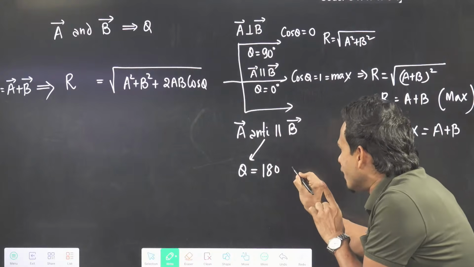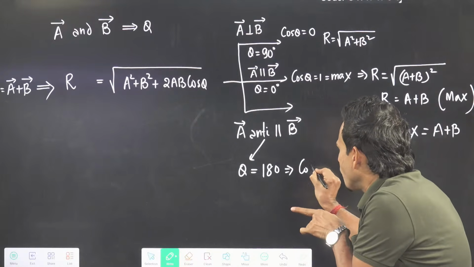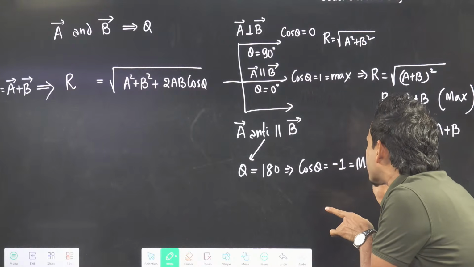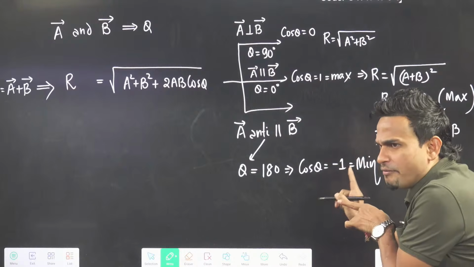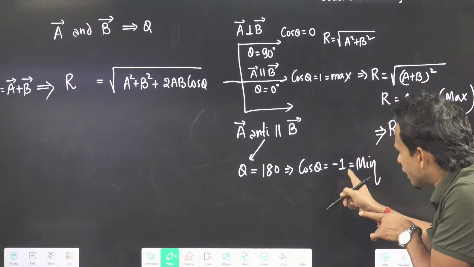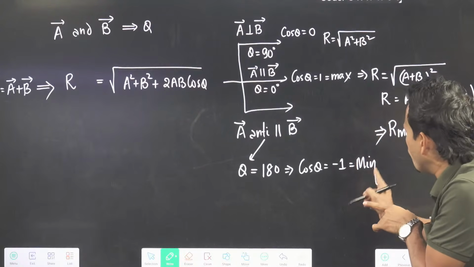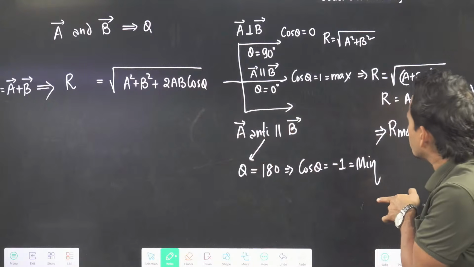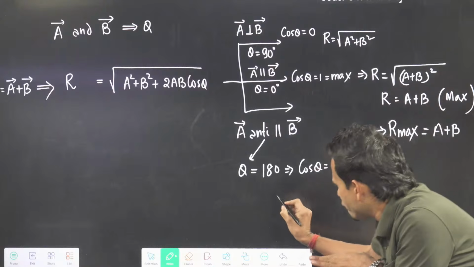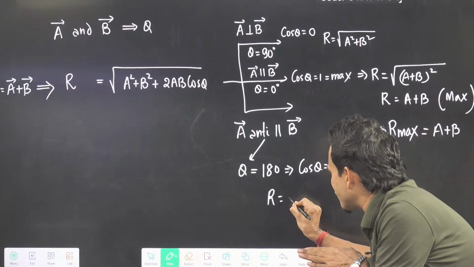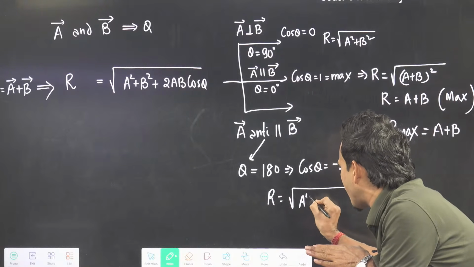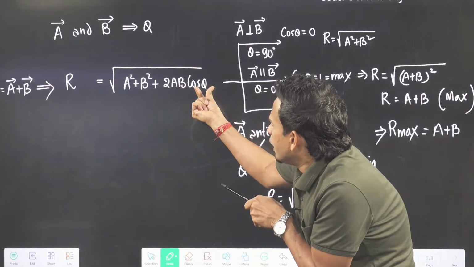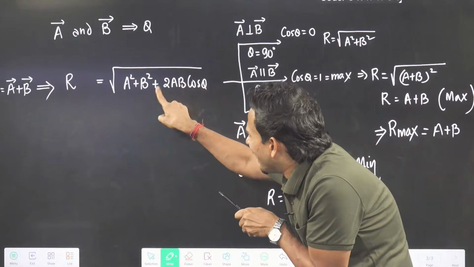Theta will be 180. Once theta will be 180, cos theta will become -1, which is the minimum value of cos theta. Once cos theta will become minimum, resultant will also become minimum. And here if you find the resultant, it will come under root of a square plus b square plus 2ab into minus 1. So it will become minus 2ab.